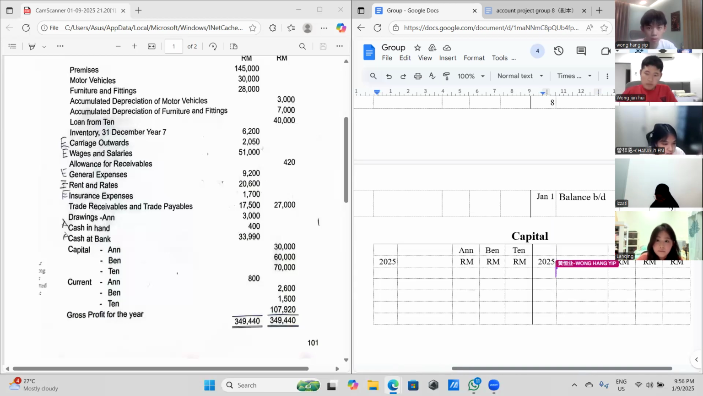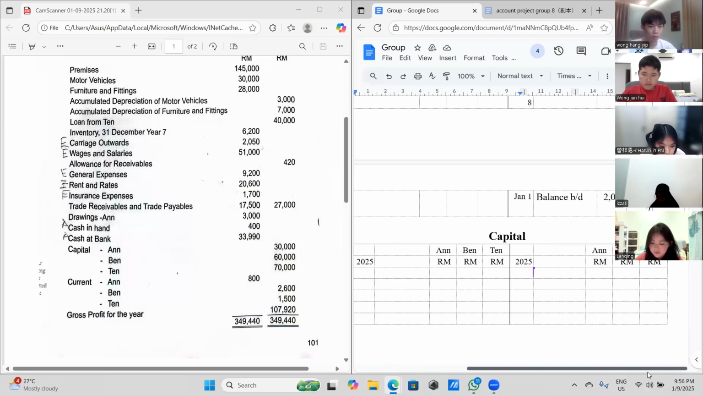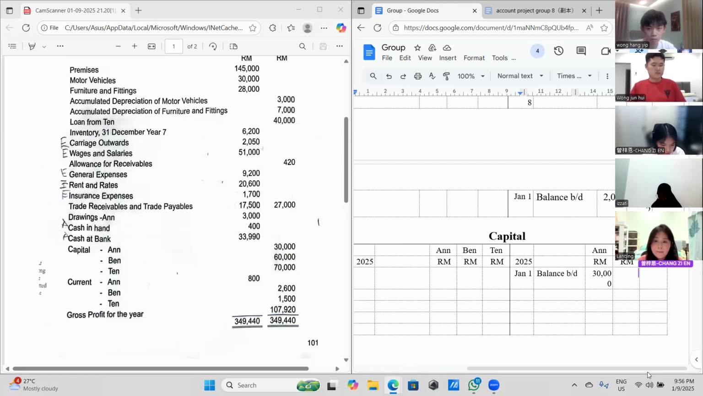Now I will present the capital accounts of the three partners. At the start of the year, each partner had the following balance on the credit side of their capital account. N has 30,000. Ben has 60,000. And Ten has 70,000.